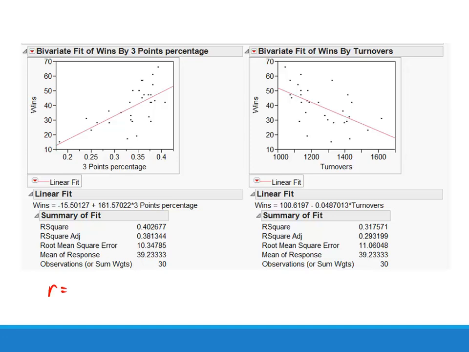The correlation R is again plus or minus the square root of R squared, right? So this is the square root of 0.4026. And will that be positive or negative correlation? Positive. Why positive? The relationship is positive, right? Exactly. So this is 0.6153.